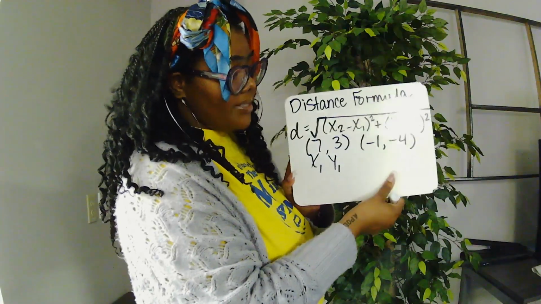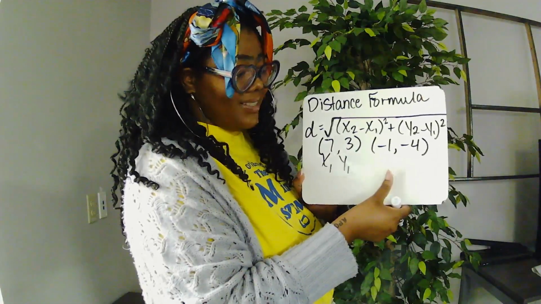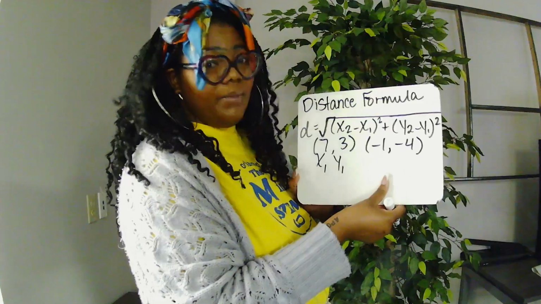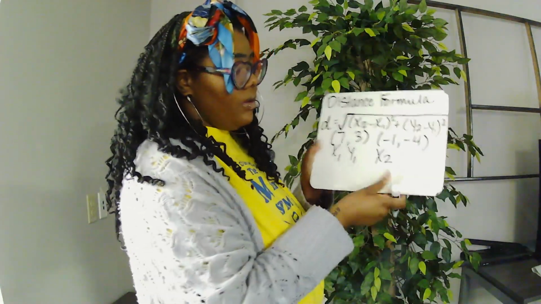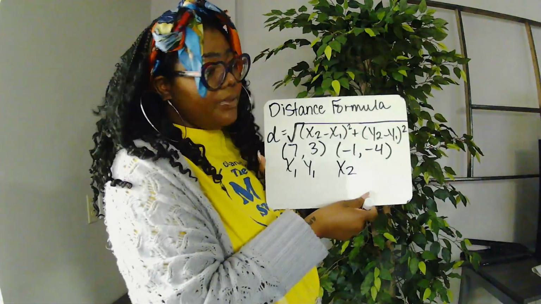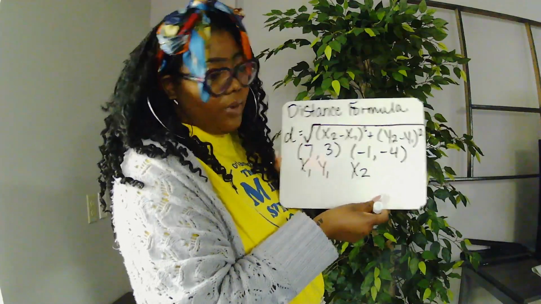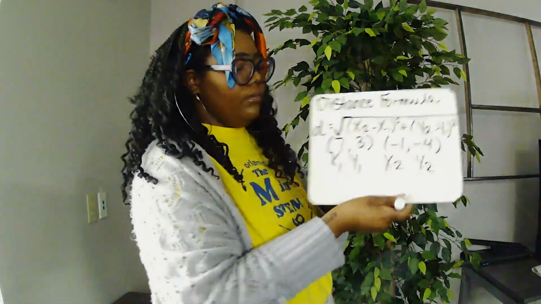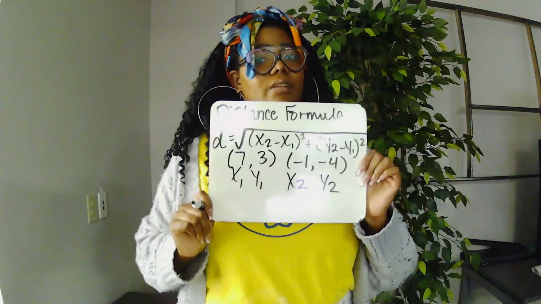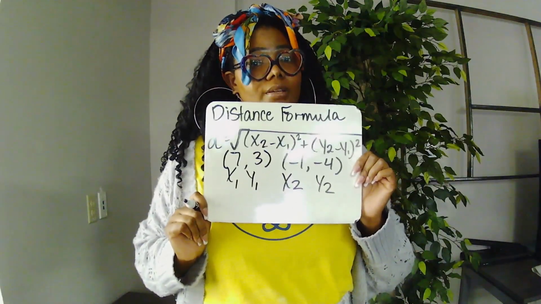The third number I see here is a -1. Well, you probably guessed it. This will be my second x, or aka my x2 in this matter. And then the last number I see here, which is the fourth number, this will be my y2, or my second y coordinate. So now that we have labeled all 4 numbers, we now want to use the formula appropriately.